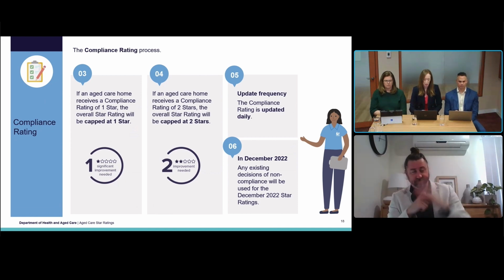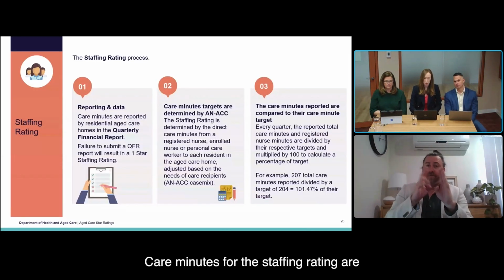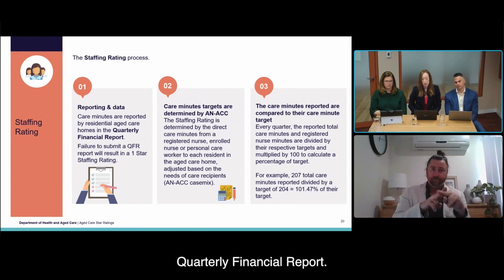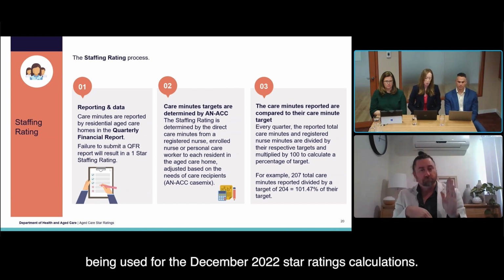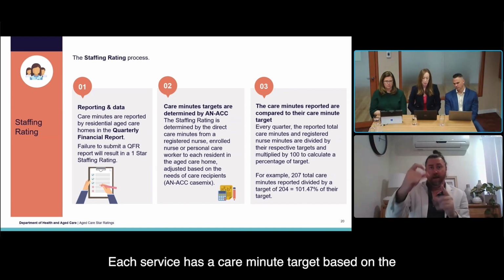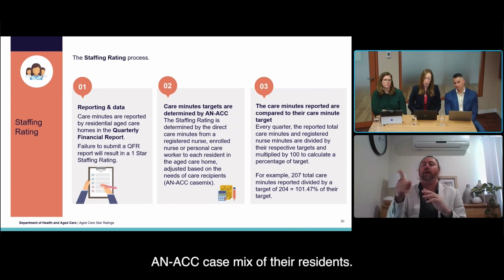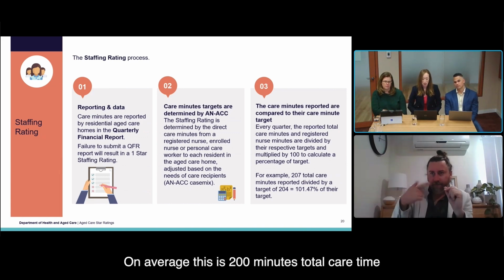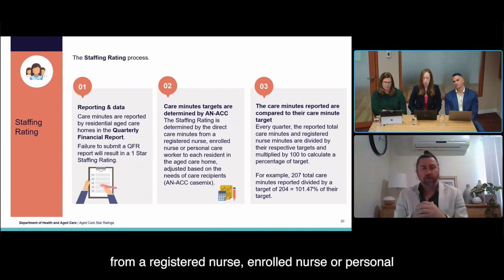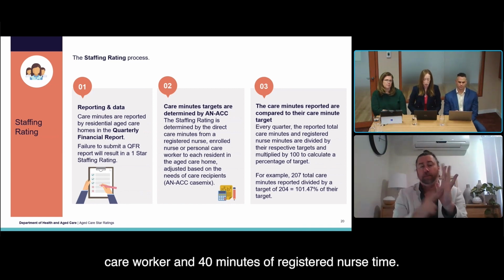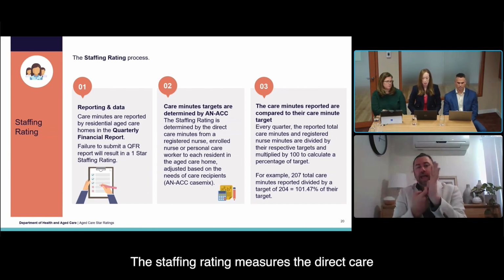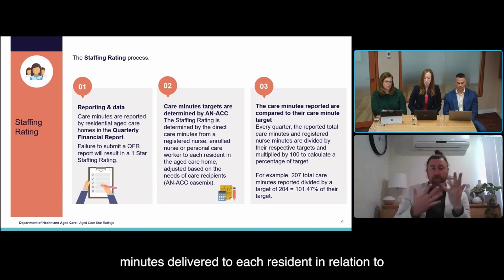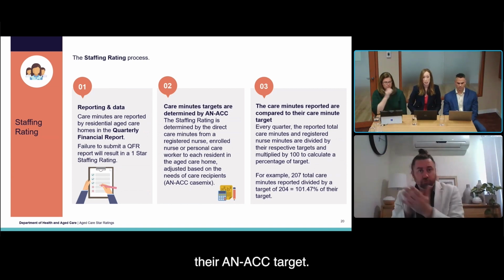Moving through to the staffing rating. Care minutes for the staffing rating are reported by residential aged care homes in the quarterly financial report. The most recent quarterly financial report data is being used for the December 2022 star ratings calculations. Each service has a care minute target based on the ANAC case mix of their residents. On average, this is 200 minutes total care time from a registered nurse, enrolled nurse or personal care worker, and 40 minutes of registered nurse time. The staffing rating measures the direct care minutes delivered to each resident in relation to their ANAC target.